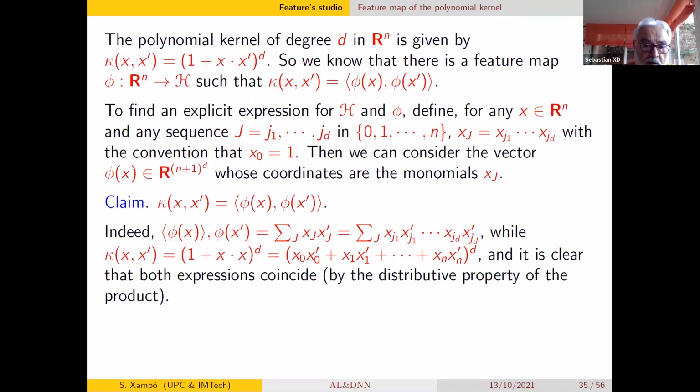So phi of x, inner product phi of x prime, by definition in a Euclidean space, is the sum of x_j x prime_j for all j. Now look at this. You can regroup this by taking the j1 of x with the j1 of x prime, and so on up to the jd of x with the jd of x prime. This is this expression. Now, on the other hand, kappa of x, x prime is, sorry, here it should be an x prime again.